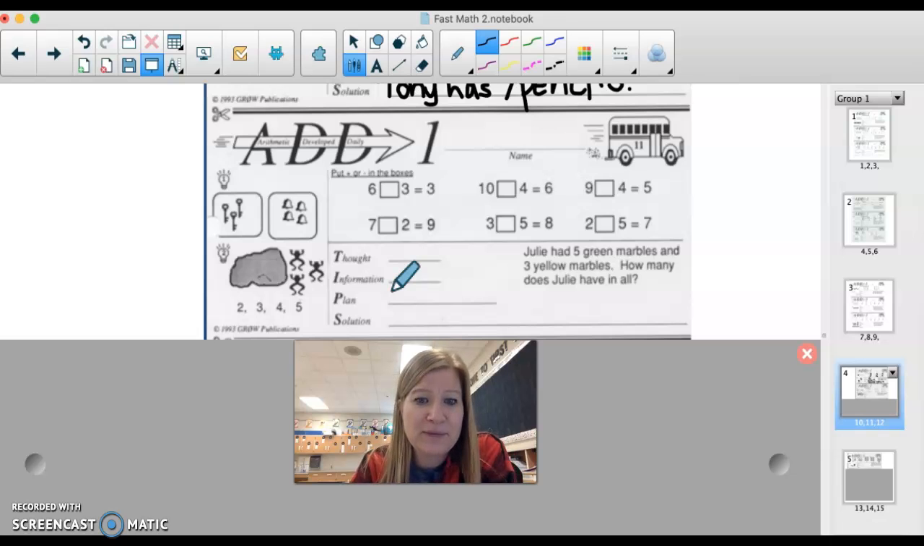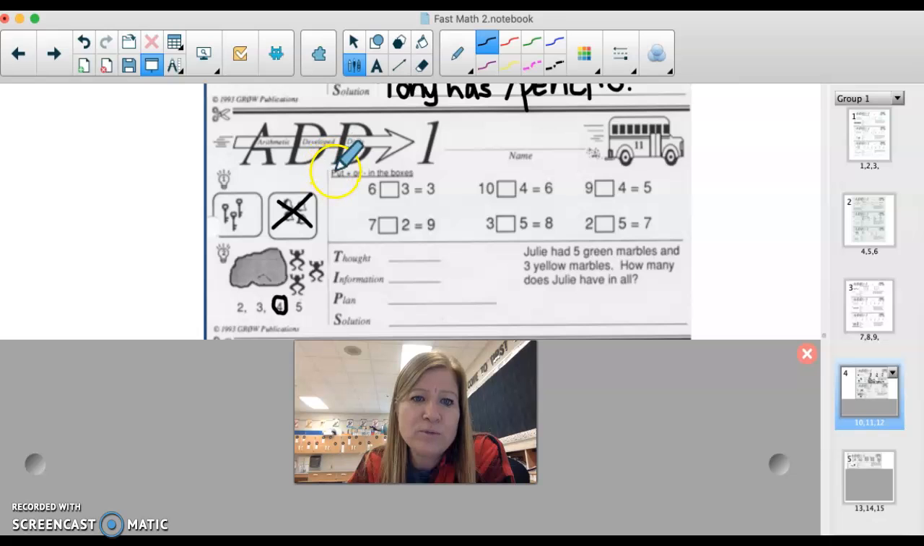All right, you ready to be your own teacher and correct your work? The first part said, put an X on the set that has the most. We know 4 is more than 3, so there's more bells. The next one says, there's one frog under the water, and there's 3 more here, so that's a total of 4 frogs.